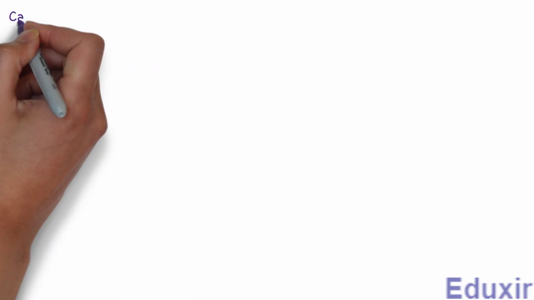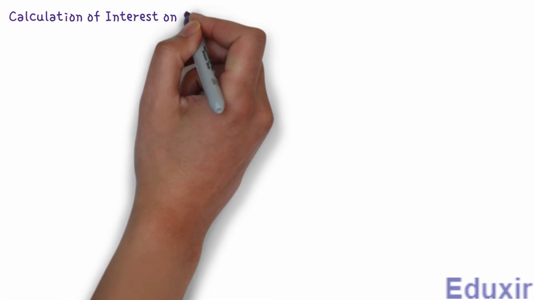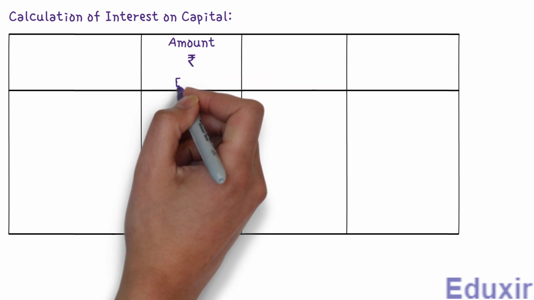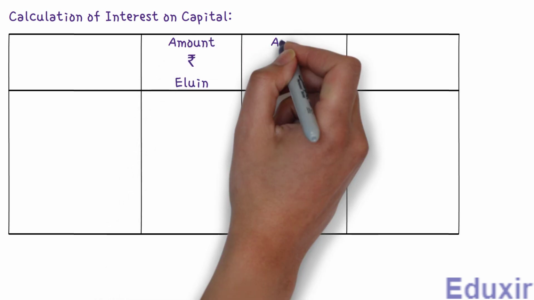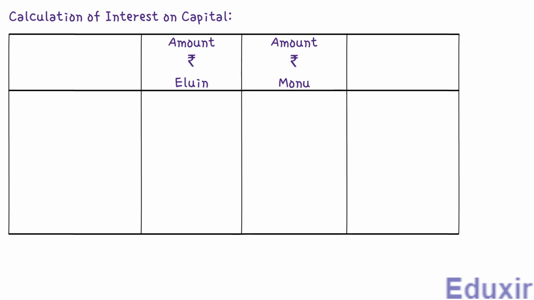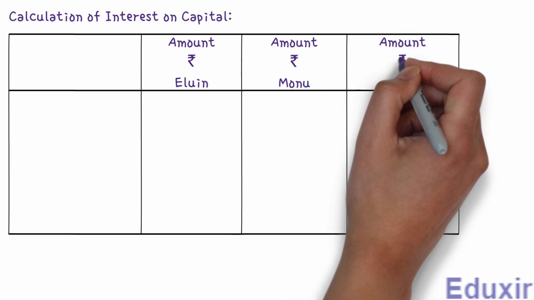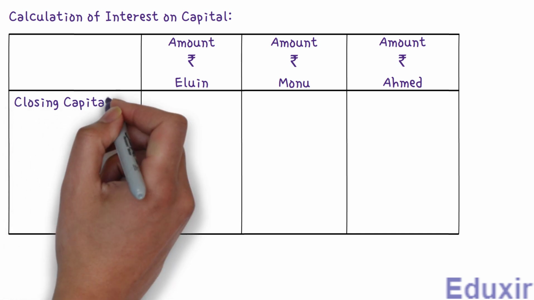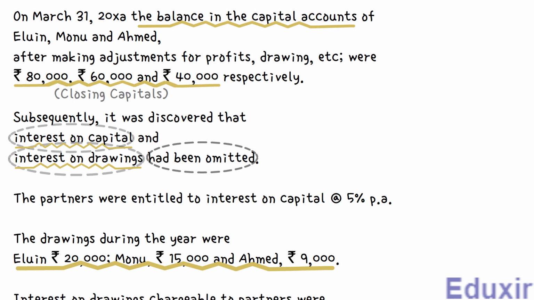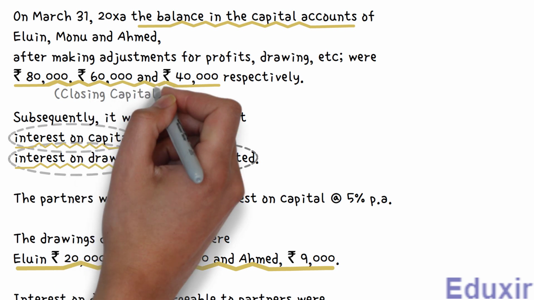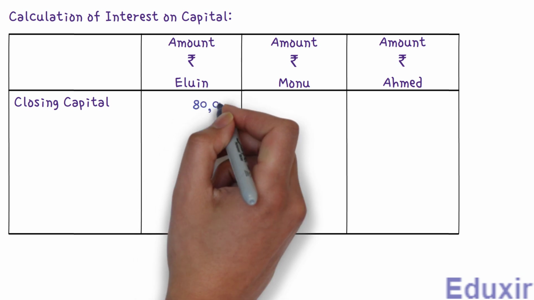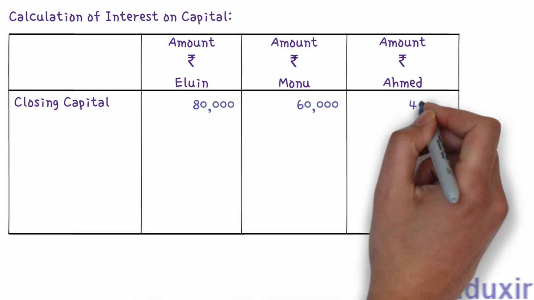Let us first write the heading Calculation of Interest on Capital. In a table, let us have a column for amount in rupees for partner Eluin, one column for amount in rupees for partner Monu, and one last column for amount in rupees for partner Ahmed. Let us first write the closing capital of each partner. Just to remind you, the closing capital of each partner is given as 80,000 rupees, 60,000 rupees, and 40,000 rupees. Let's write this in our table: 80,000 rupees, 60,000 rupees, 40,000 rupees.